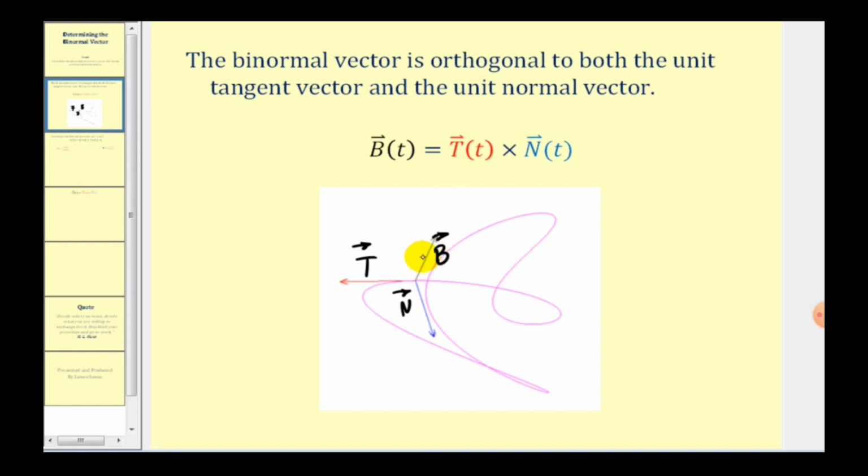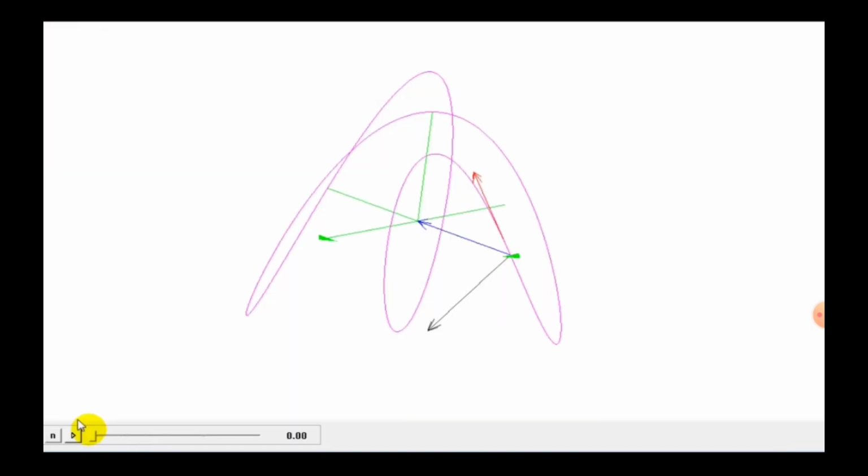And the binormal vector is orthogonal or perpendicular to both the unit tangent and the unit normal vector. And since it's orthogonal to both of these vectors, it makes sense that in order to determine the binormal vector valued function, we must determine the unit tangent vector valued function cross with the unit normal vector valued function. Let's go and take a look at this in space to get a better feel for this. Again, here we have the space curve in purple, the unit tangent vector in red, unit normal vector in blue, and the binormal vector in black.